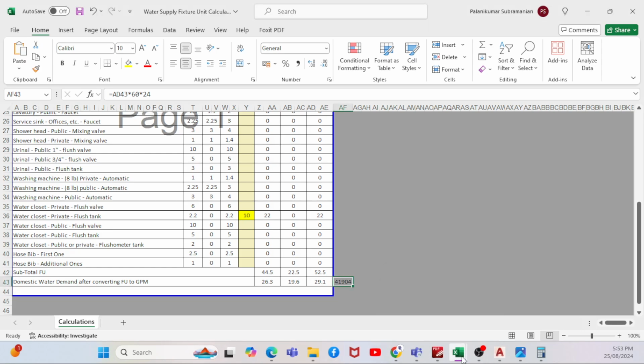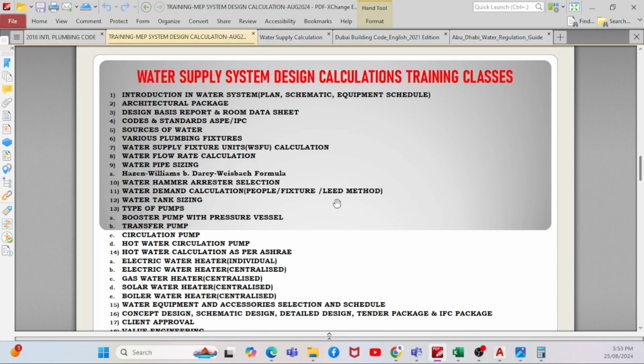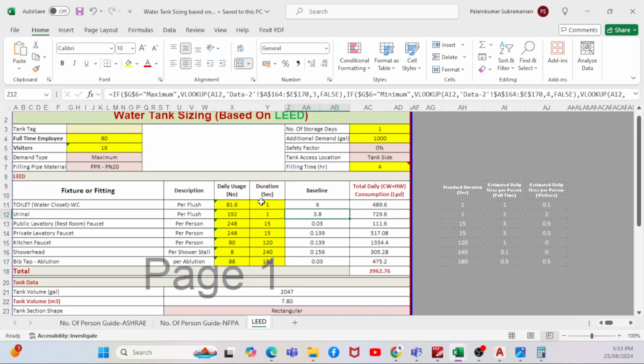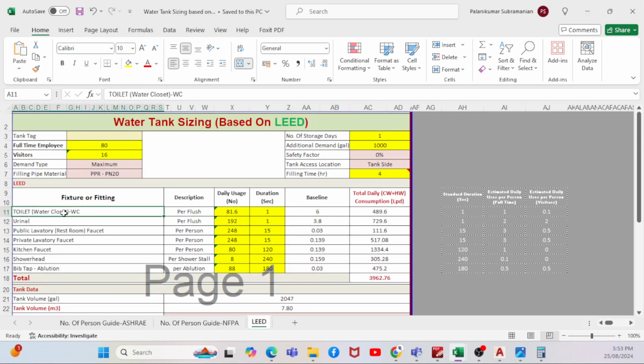Next, I will go based on the LEED method. If you go to my chart, the third one will be based on the LEED method. If you go to my Excel sheet, this is based on the LEED values. Here you can see the values as per LEED. You have different fixtures, like a WC, a urinal, a faucet, then lavatory faucet, kitchen faucet, shower head, deep tap. You can see those values based on the LEED method.